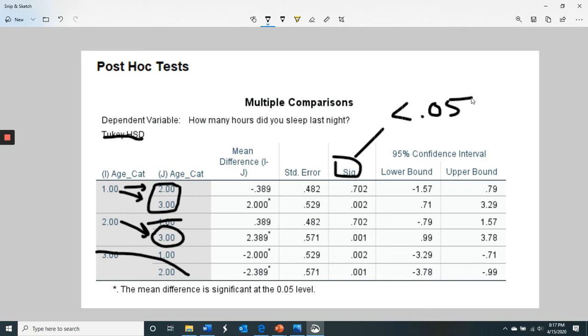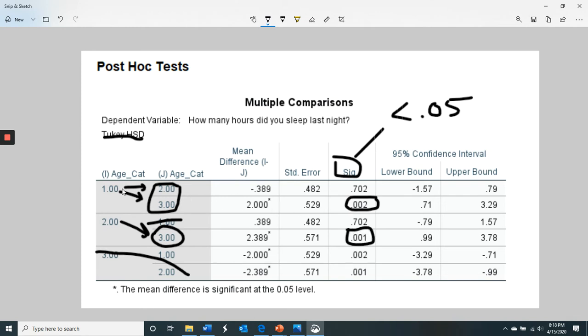The Tukey has already corrected it in terms of a type 1 error. So even though we have three things we're looking at here, we're not having a 15% type 1 error because the Tukey mathematics takes care of that. So we're looking for numbers that are less than 0.05. We have one here, and we have one here.